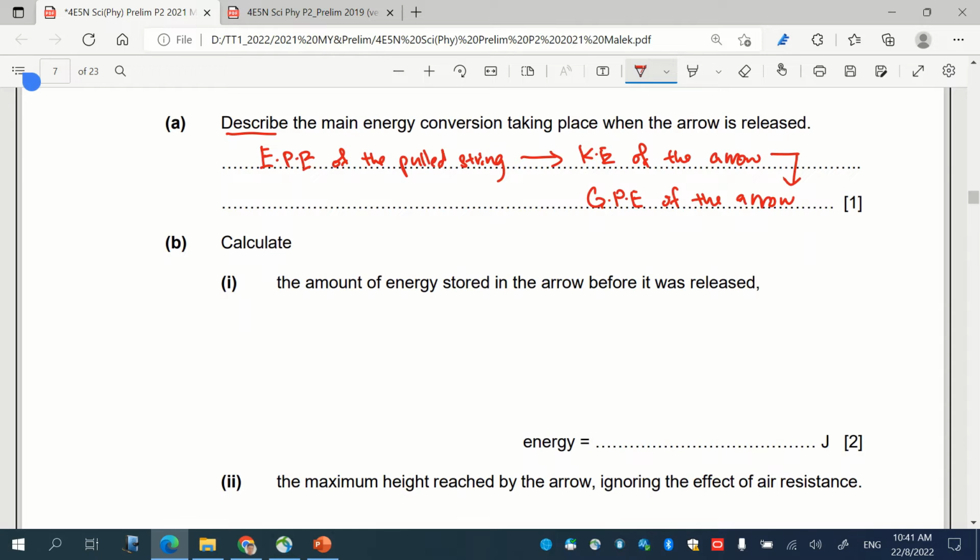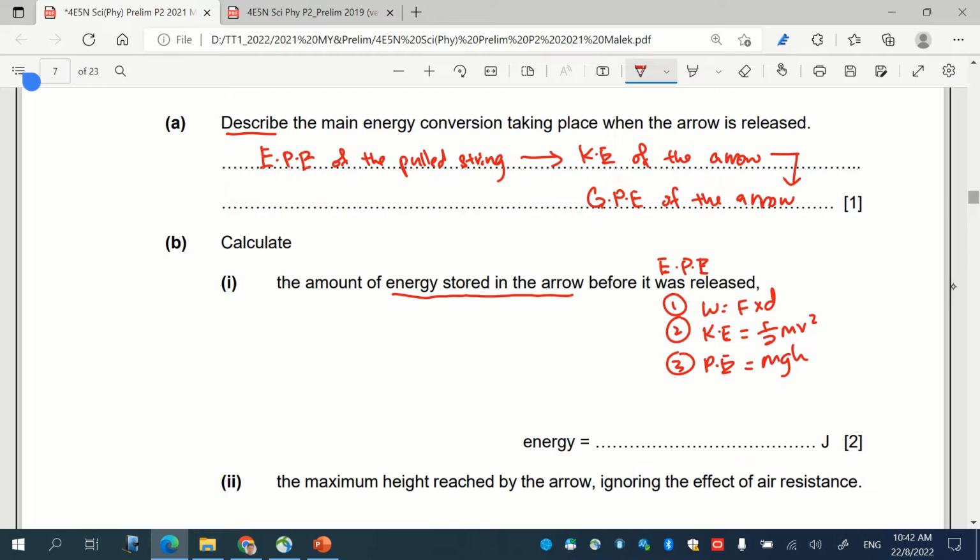To calculate the amount of energy stored in the arrow before it's released, we all know that it comes from the elastic potential energy. But we only learn three formulas to calculate energy. Okay, there are only three formulas. There's work equals force times distance, number one. Number two, KE equals half mv squared. And number three, potential energy equals mgh. So in this case here, which formula would you be looking for?